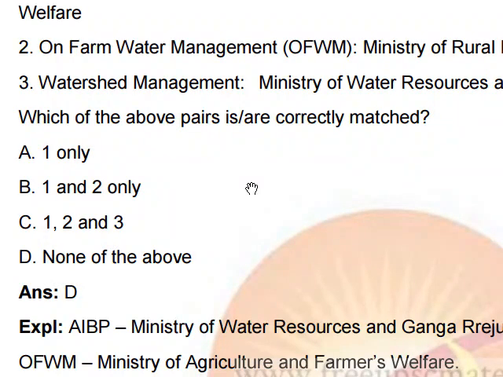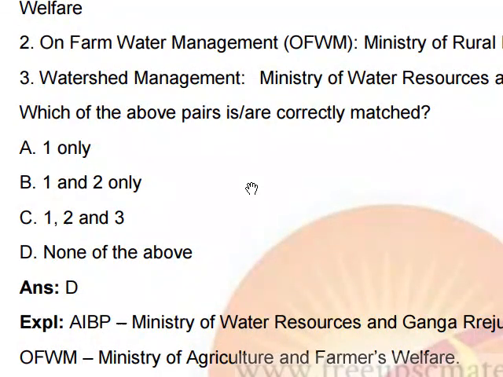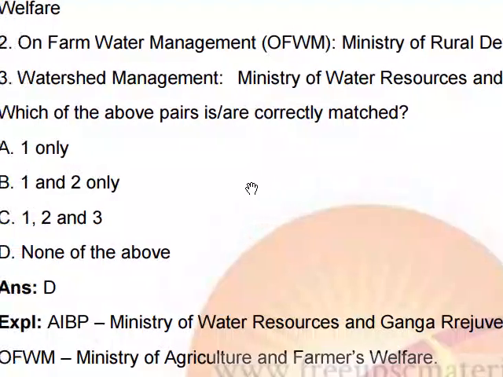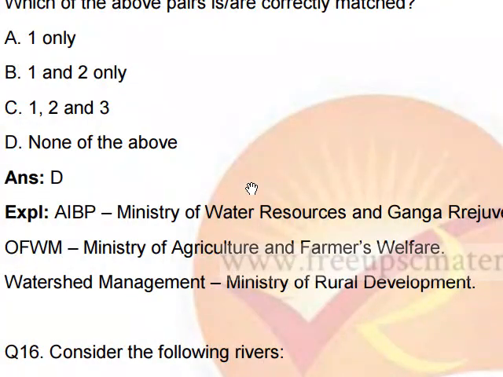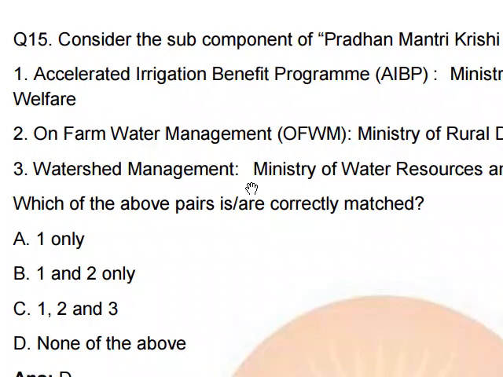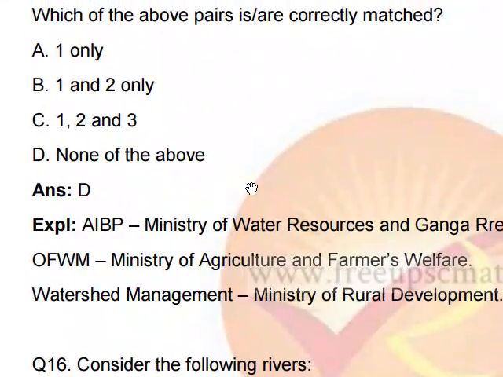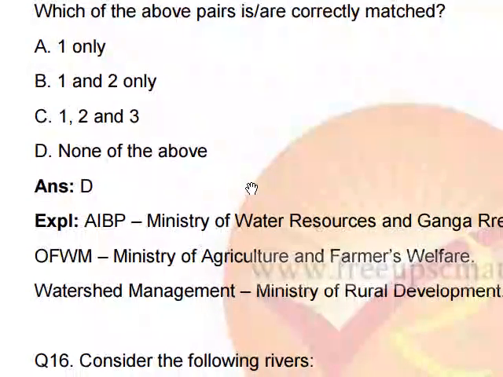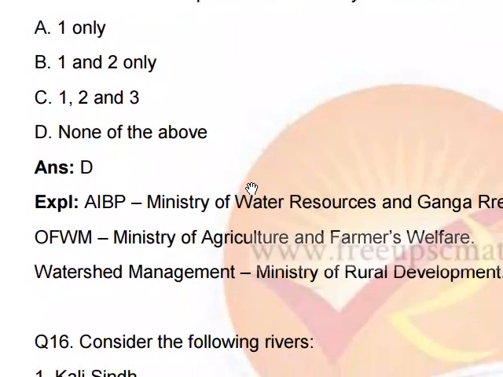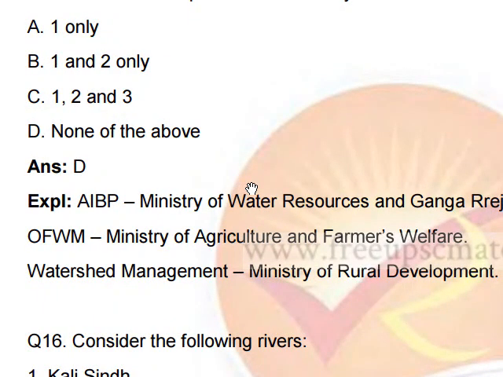On Farm Water Management comes under the Ministry of Agriculture and Farmers Welfare, not the Ministry of Rural Development. Next, Watershed Management comes under Rural Development, not Ganga. It is mainly Rural Development.